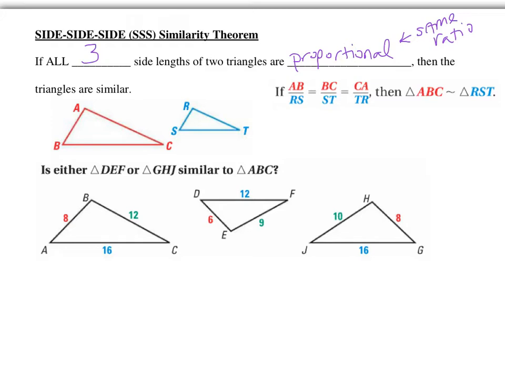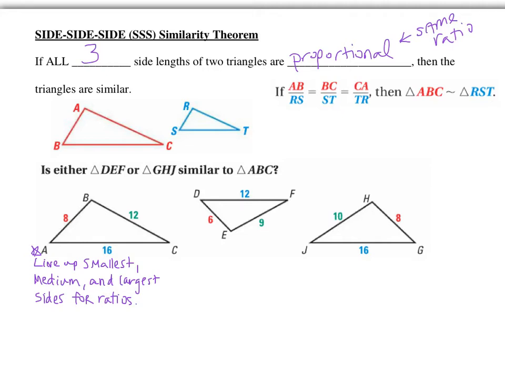So in this question right here, we want to see which of these two triangles is similar to this one. So what we need to do is check each of them. I want you guys to push pause and write down what I just wrote right here. So you need to line up the smallest sides together, then the medium, and then the largest sides together.